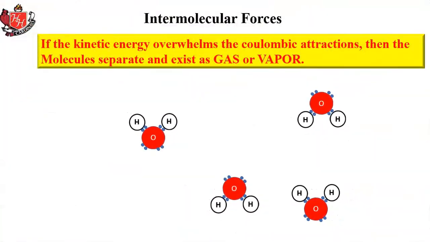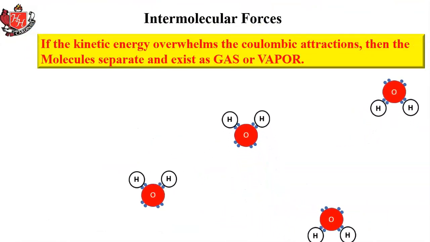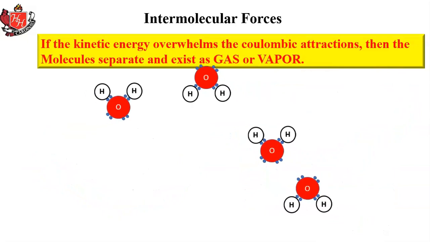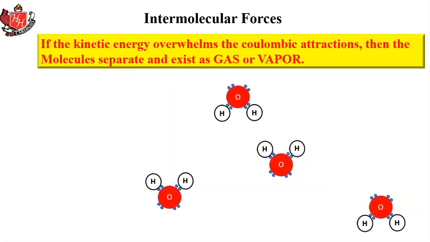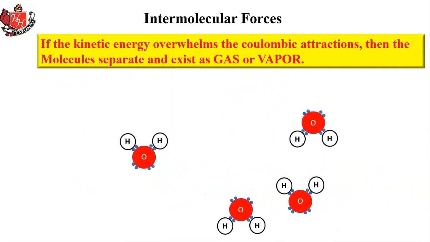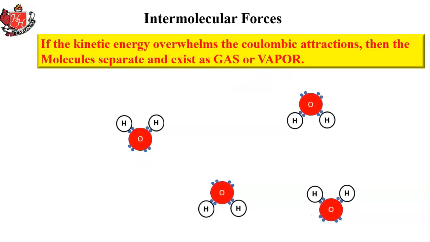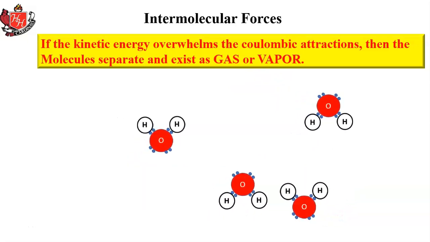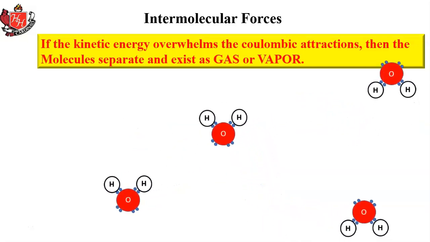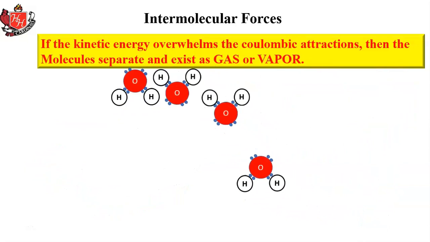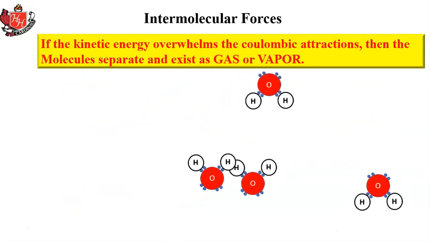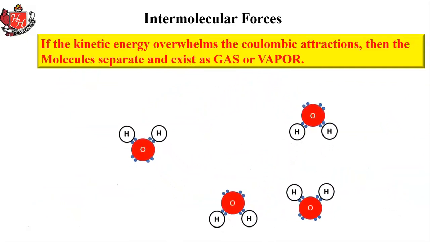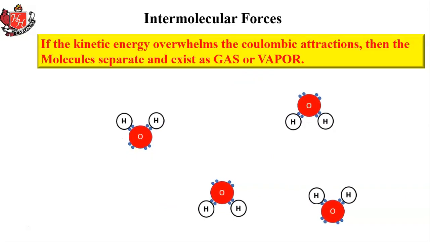Okay, so intermolecular forces. If the kinetic energy overwhelms the Coulombic attractions, in other words, kinetic energy is much greater than the Coulombic attractions, then the molecules separate and exist as a gas or a vapor. This simple little illustration shows that the molecules are moving around freely. They're not attracted to each other, and they just fly about rather randomly, occasionally bump into each other, but that's no big deal. They don't stick together. That's the point of a gas or vapor, because they have enough kinetic energy to just stay separate from each other.